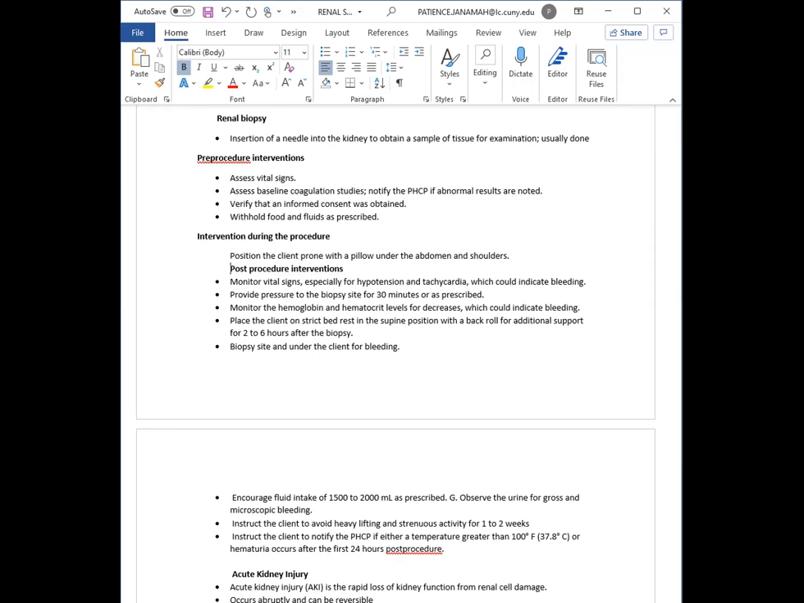What is the prone position for a patient? So for your kidney biopsy procedure, you should be in a prone position with a pillow under your abdomen.